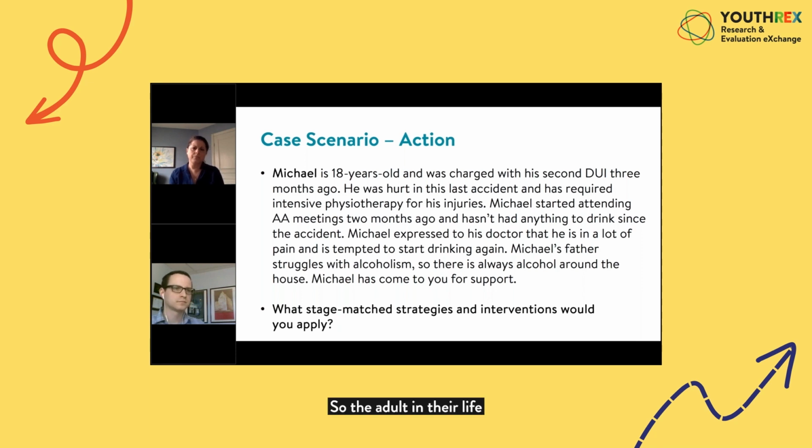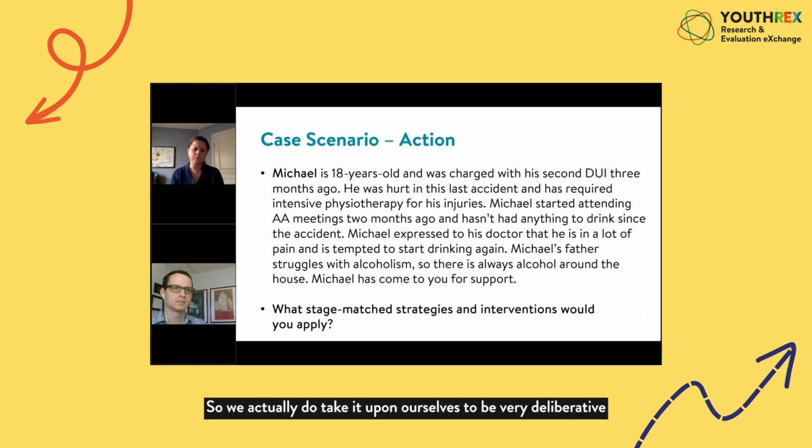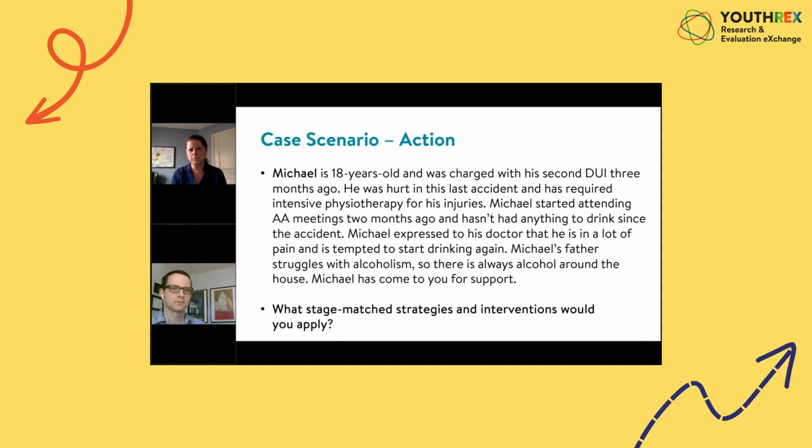So the adults in their life also need to be strengthened, especially if they're struggling with something. And so we actually do take it upon ourselves to be very deliberate and intentional with providing support to those adults, whether it's parents or other caregivers. Sometimes even providing them more support than we do to the young person, because they're the ones who will have to create those conditions for the young person to thrive.